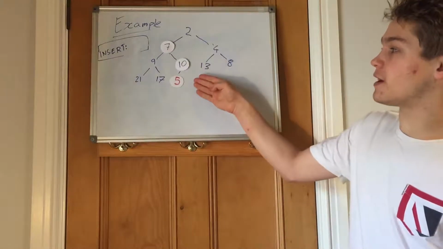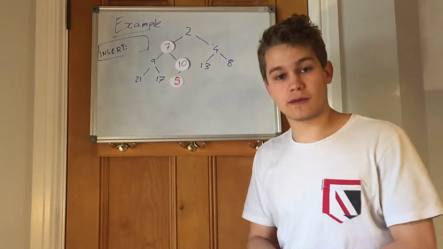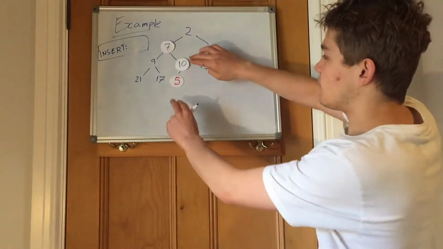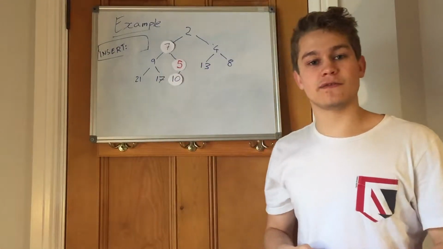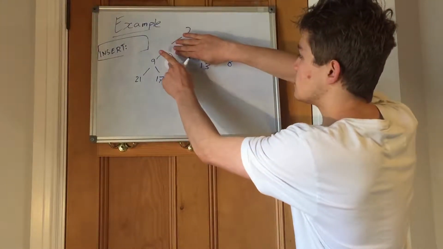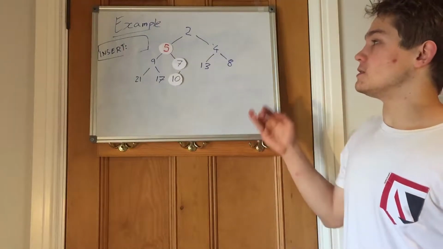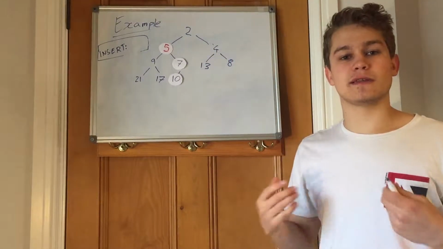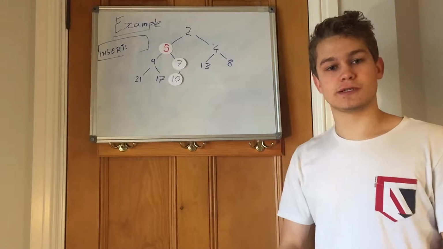Now we see that the 5 is less than 10, which means that this is not valid, so we swap the 5 and the 10. Then we see that the 5 is less than the 7, so we swap the 5 and the 7. And now we see that the 5 is not less than 2, which means that the entire heap is now valid and the 5 has been successfully inserted.